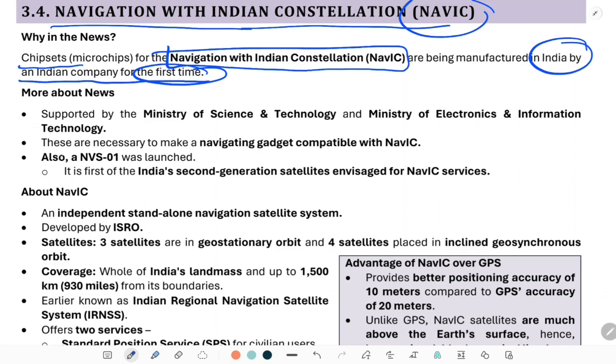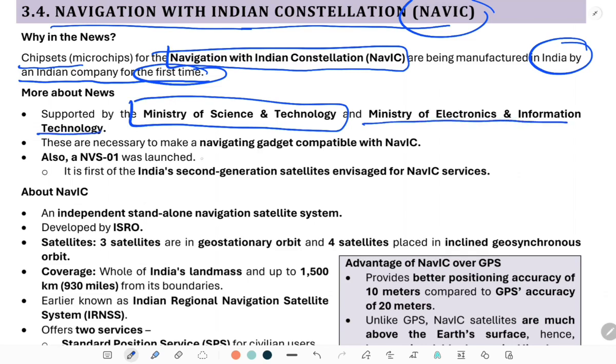We'll see more about this. It is supported by the Ministry of Science and Technology and the Ministry of Electronics and Information Technology. These are necessary to make the gadgets compatible with NavIC. Also, NVS-1 has been launched.